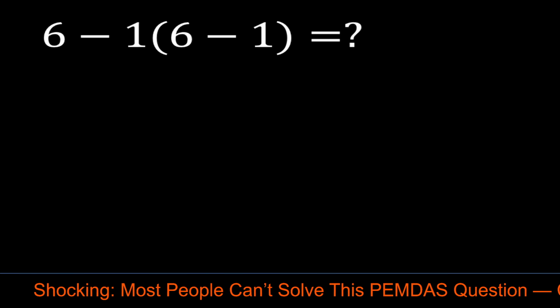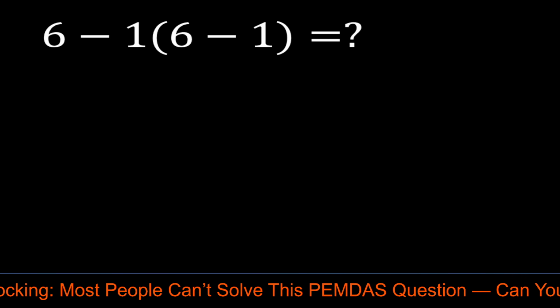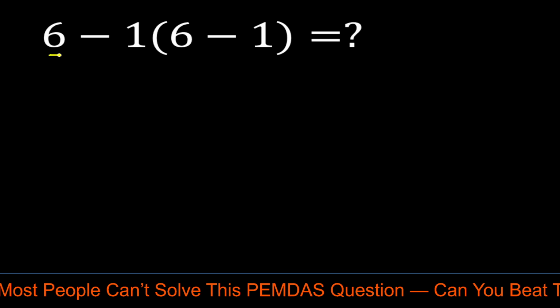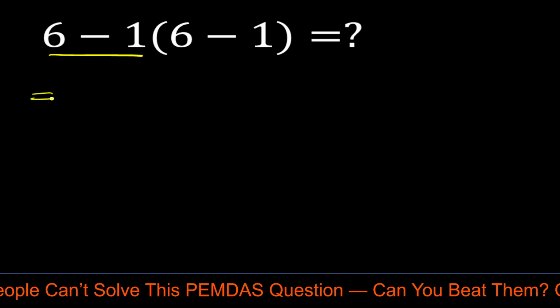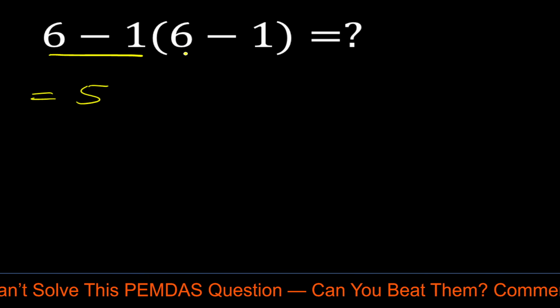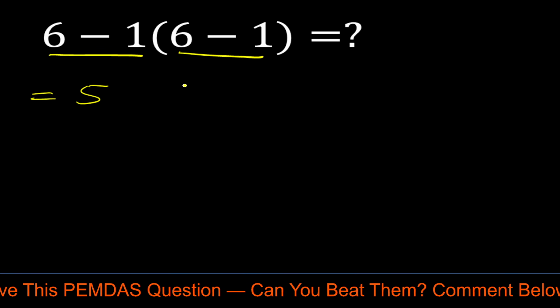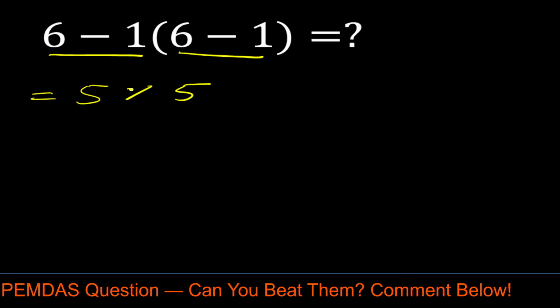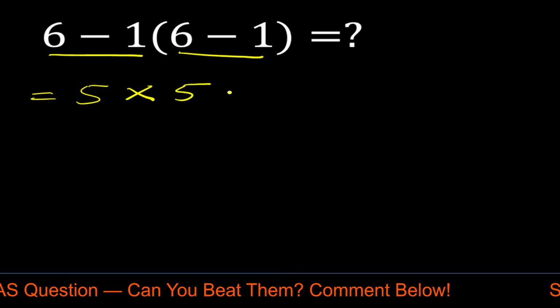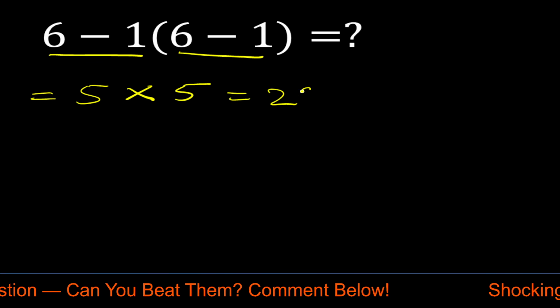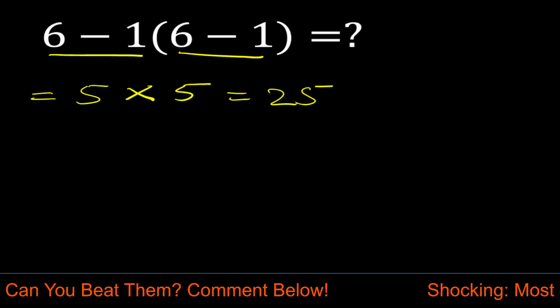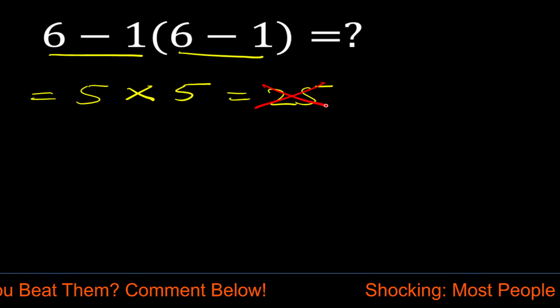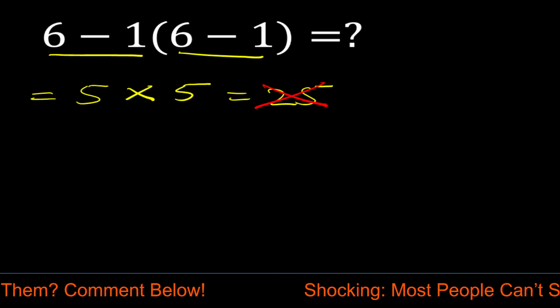So most people solve this question like 6 minus 1. So 6 minus 1 is equal to 5. Then again 6 minus 1. So 6 minus 1 is equal to 5, right? Now 5 times 5. So 5 times 5 is equal to 25, right? But this answer is not correct. This answer is completely wrong.